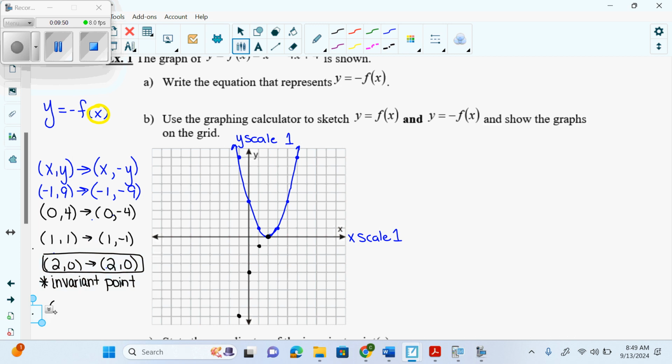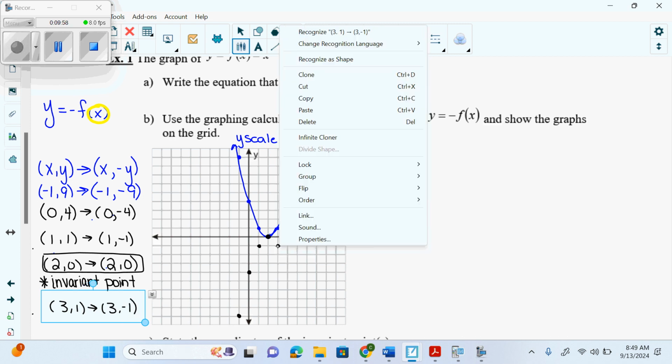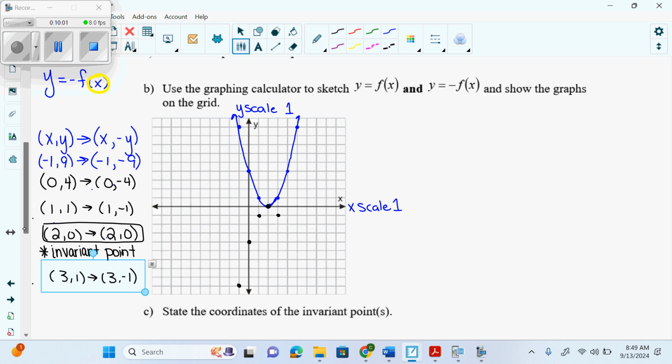Okay, then I have 3, 1. It's going to be 3, negative 1. This blue box is just so fun. And then I have 4, 4. It's going to become 4, negative 4.